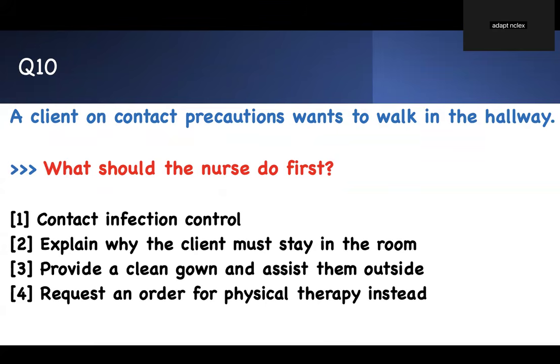Contact the infectious control so that they can help you figure out what to do with the patient who is in contact precaution. Explain why the client might stay in their room. Tell them, hey, you're in contact precaution. Stay in your room. You can't leave. Is that what you should do? Provide a clean gown and assist them outside. Is that friendly? Request an order for a physical therapy instead.